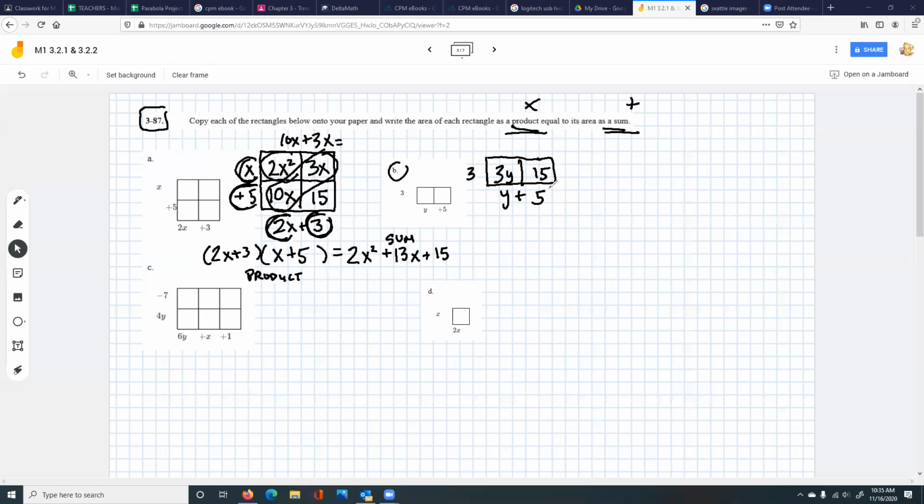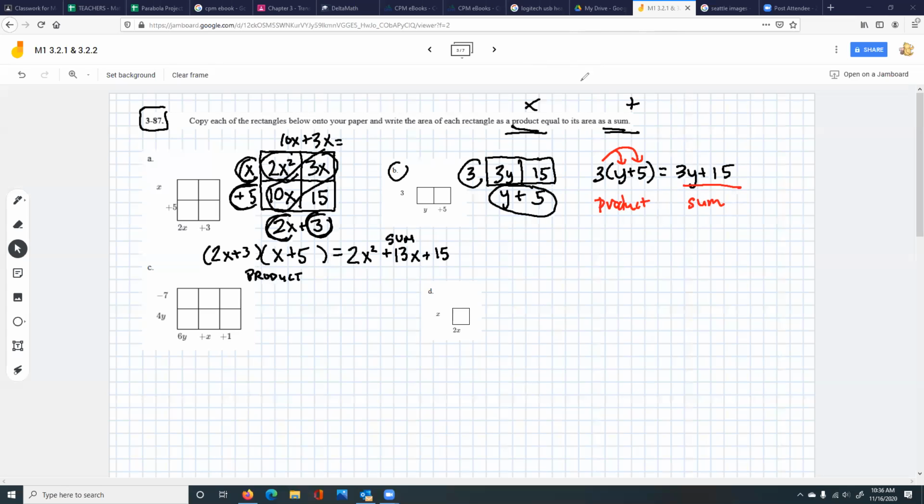If I add these together, what is my product and my sum? What 2 things am I multiplying? Multiplying 3 times y plus 5. Multiplying this times this, and it equals what's inside the rectangles, 3y plus 15, right? And can't we just use the distributive property? Can't we just multiply those 2 like that to get that, right? That's all this is. So again, this is my product. This is my sum. Okay, you have to write it like this on the test.